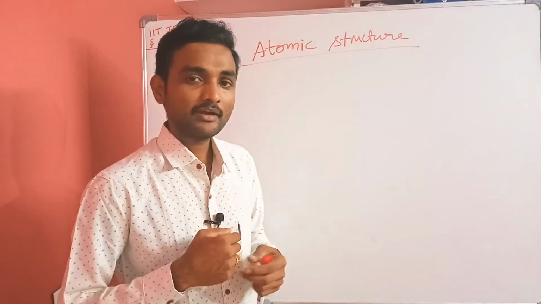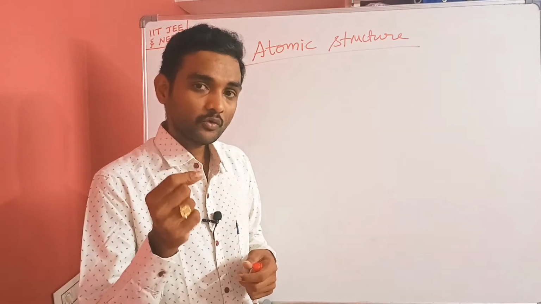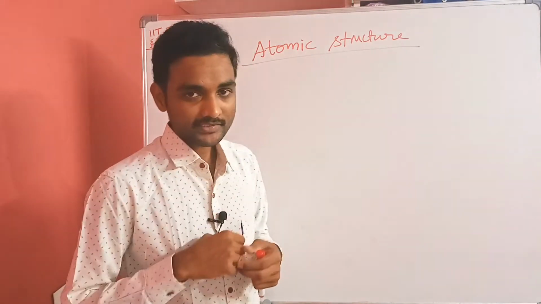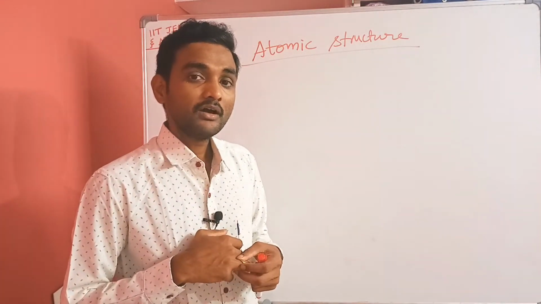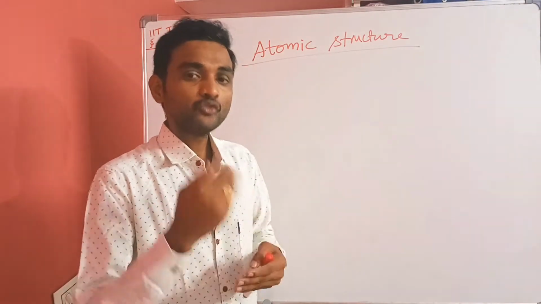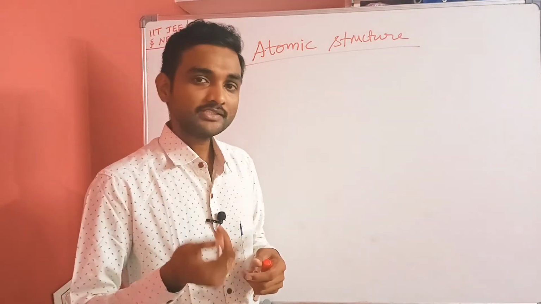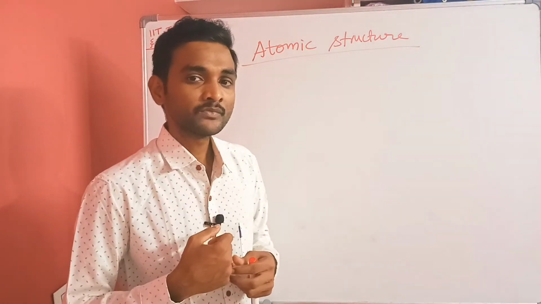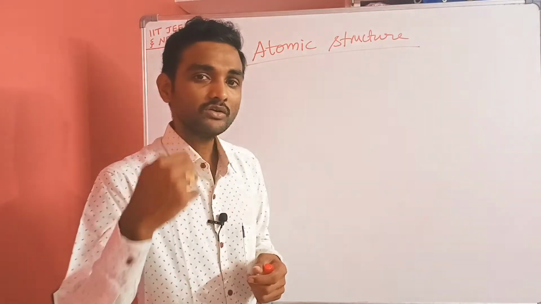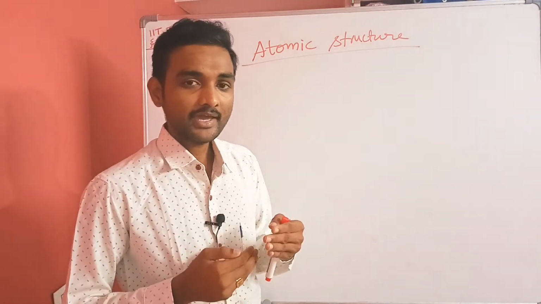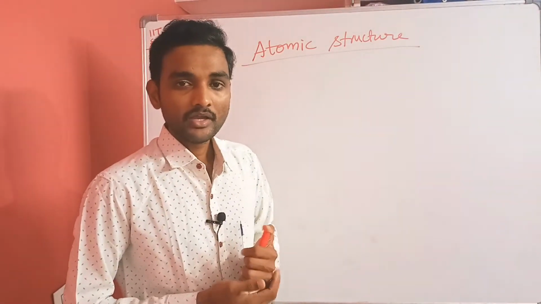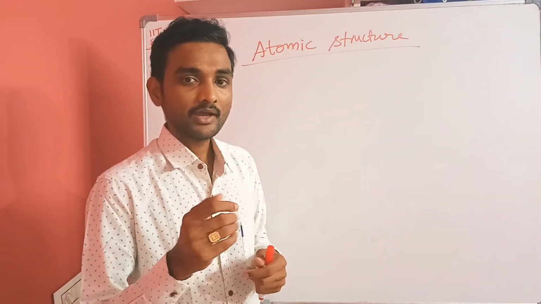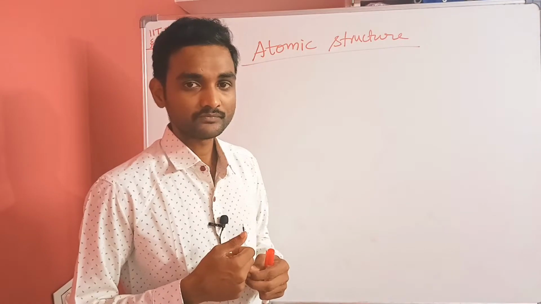He accepted what Rutherford said, but the electron does not fall into the nucleus. Instead, the electron can gain energy or lose energy. If it gains energy, it moves from a lower energy state to a higher energy state. If it loses energy, it moves from a higher energy state to a lower energy state. In this way energy is exchanged, but the electron won't fall into the nucleus. This is the major correction of Niels Bohr.